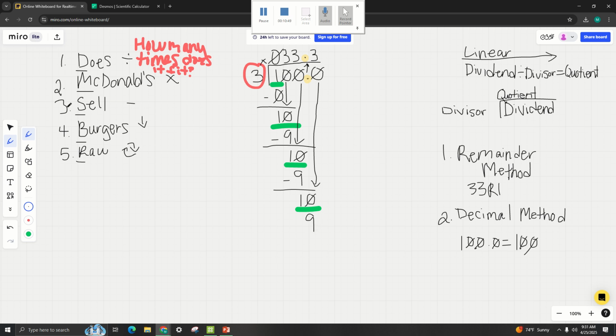And now I can subtract. My third step, I'm going to subtract. 10 minus 9 is 1. There's still a remainder, so I can create as many zeros in my dividend as I need until I either realize there's going to be a repeating pattern or until I finally get it to where I don't have any remainder. So I bring down my 0.